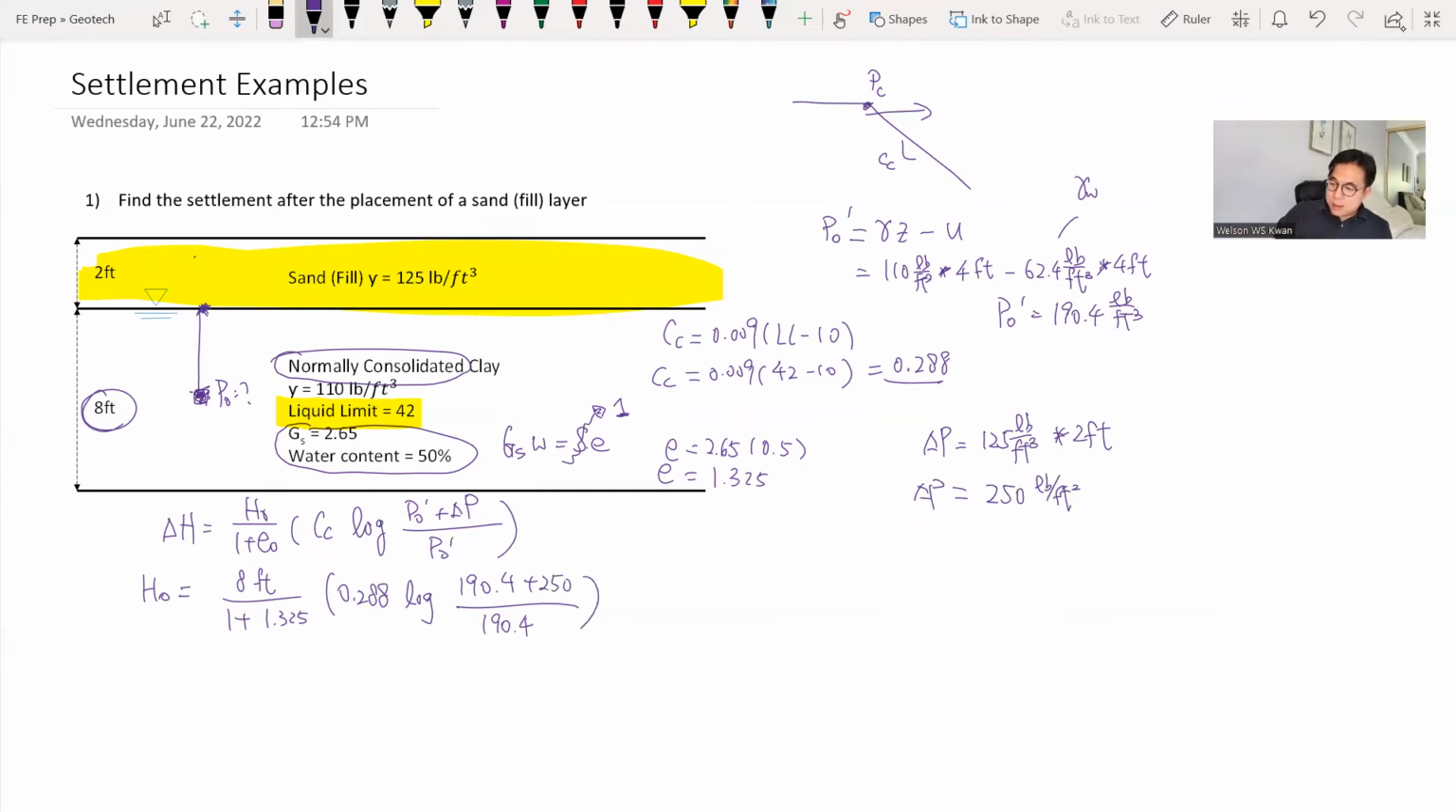After we calculate all this, we plug into the equation, and what we got is the settlement here. So this should be the settlement, which equals 0.361. Again, we keep track of the units. Everything cancels out except the feet from the H naught. So it's 0.361 feet, also equal to 4.3 inches. This would be the answer.